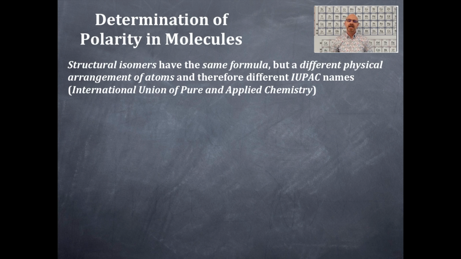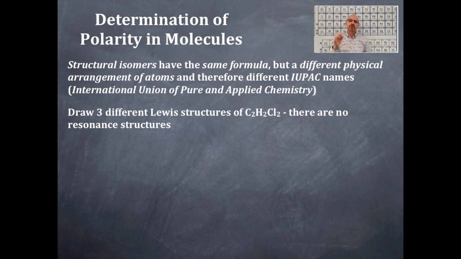Okay, structural isomers have the same formula but different physical arrangement of the atoms and therefore different IUPAC names. That's the International Union of Pure and Applied Chemistry. That's where we get all these systematic names. So we're going to draw 3 different Lewis structures for C2H2Cl2. There are no resonance structures. So I want you to draw the structural isomers for this. Pause the video, draw the 3 that I'm asking you to do, and then restart it. So here we are, restarting.